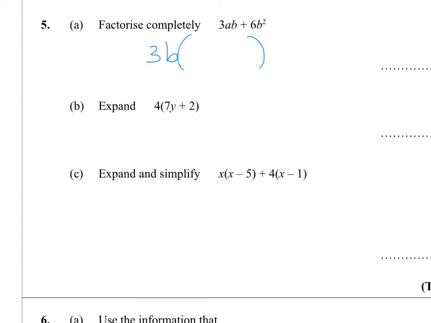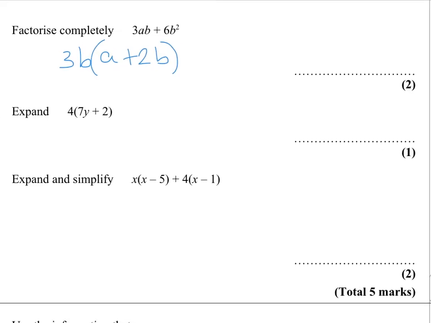Okay, so we've got to decide what goes inside the brackets. So what do I multiply 3B by to get to 3AB? And the answer is A. What do I multiply 3B by to get to 6B squared? Start with the numbers, multiply 3 to get to 6, it's going to be a positive 2. And B to get to B squared is B. So my answer is, for that one, 3B brackets A plus 2B. Okay, that's good.